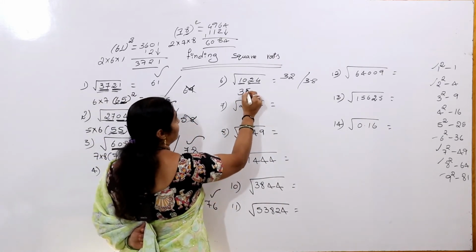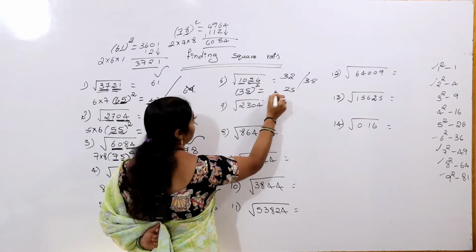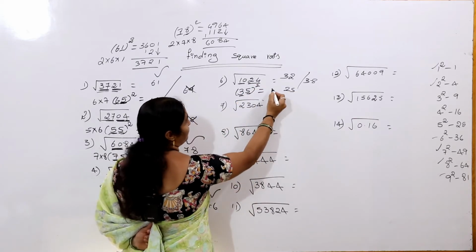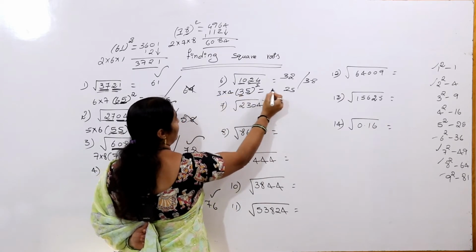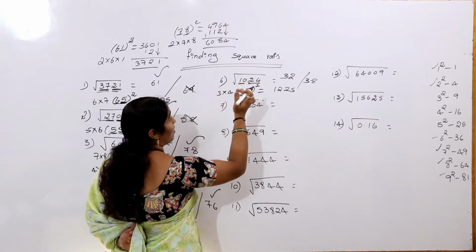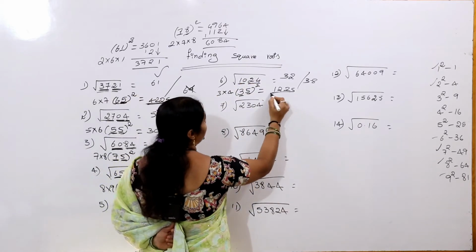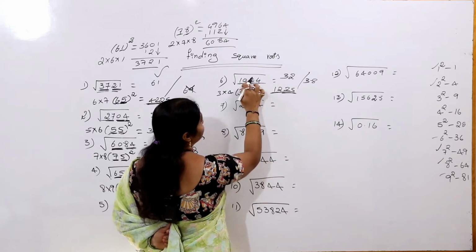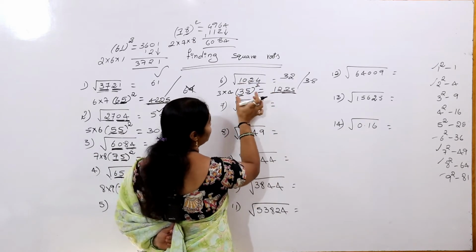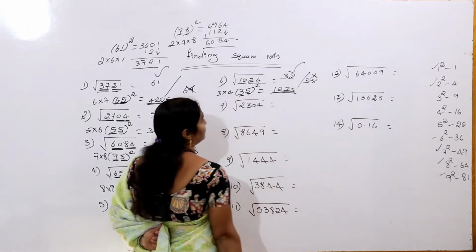We have to check 35 square. Ending with 5 means 25. 3 consecutive is 4. 3 4s are 12. So 1225. But here we have 1024. Now when compared to this number, this is lesser. Hence we have to take less than 35, means 32.